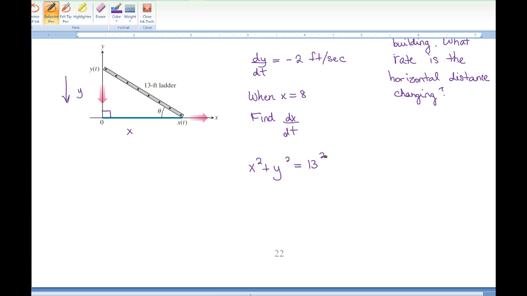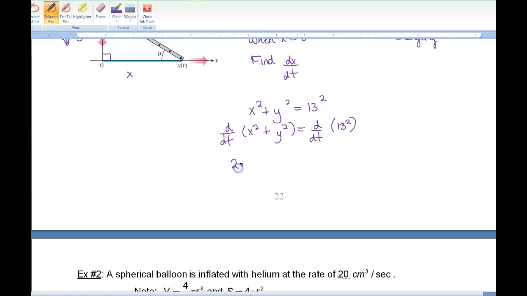Now, we want to write out the equation first, and then we're going to take the derivative with respect to time. So I want to take d/dt of both sides. So what happens when we do the derivative of x squared? It becomes 2x dx/dt. And what about y squared? It's going to become 2y dy/dt. And what about the right side? 0.